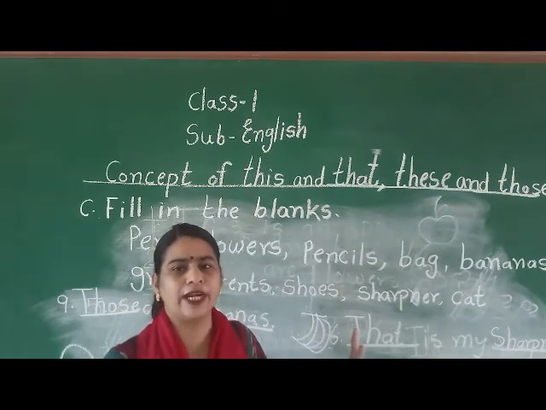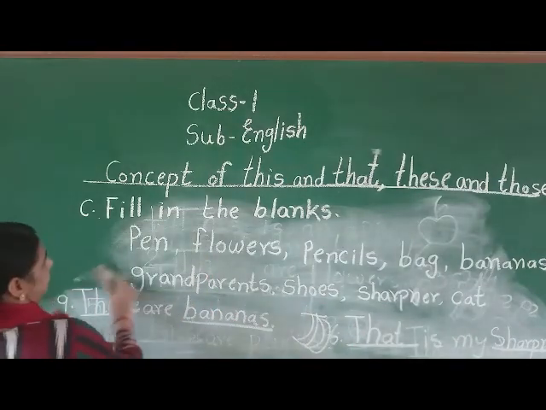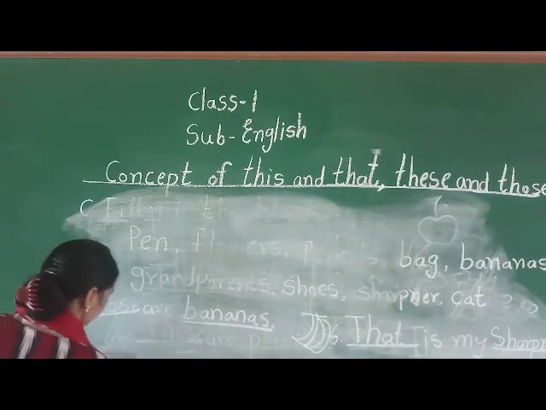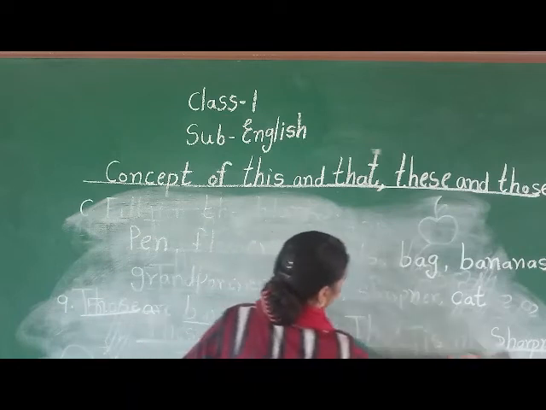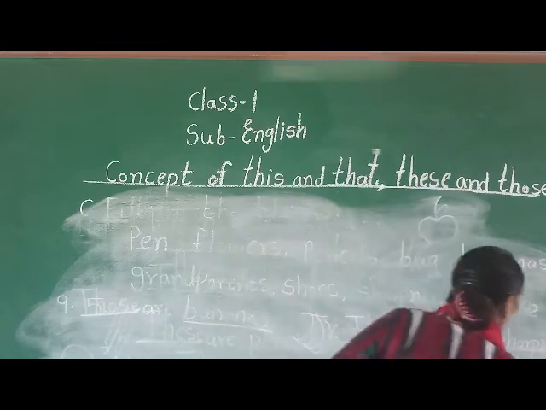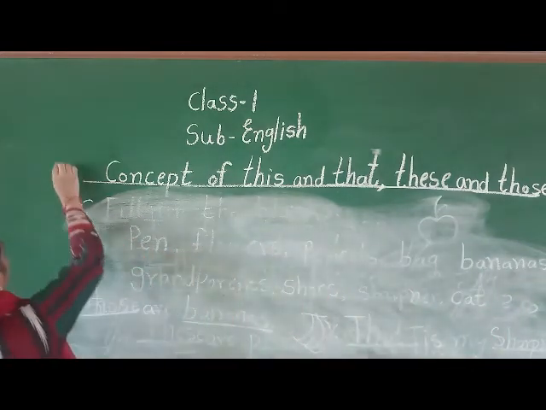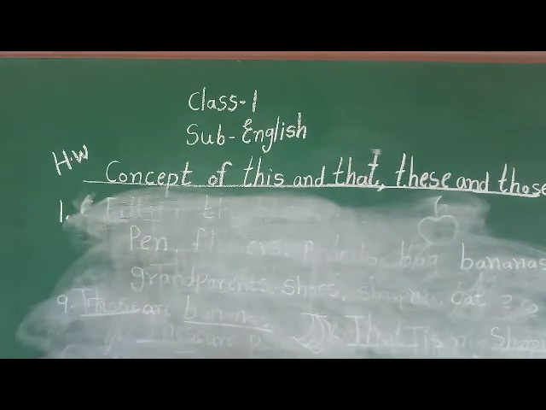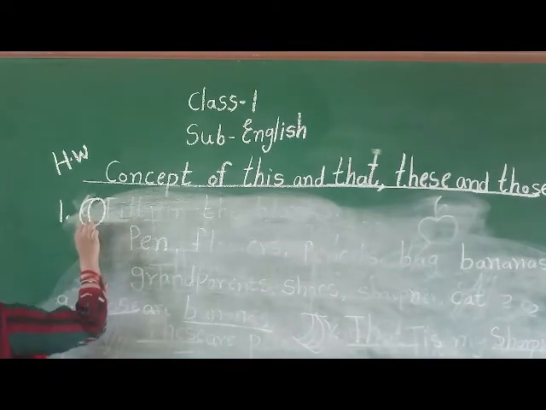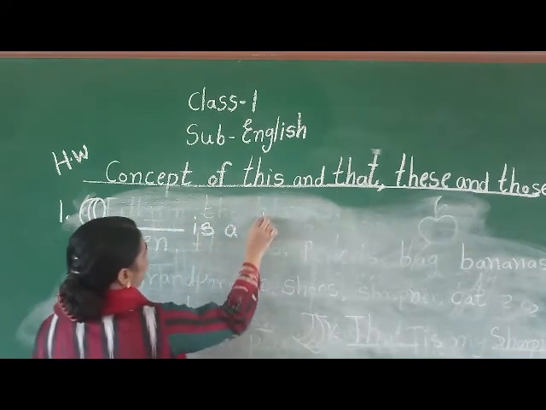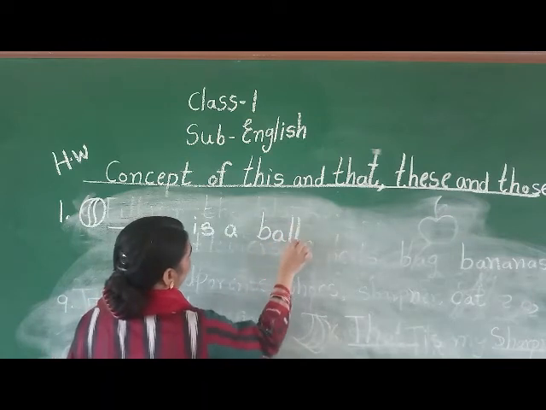Homework, what now I am going to write on the board. Okay. Now this is your homework. I am going to write some sentences on the board so that you have to do. Number 1. I am going to make a picture of a ball here. Dash is a ball. Now you have to write what will come here.